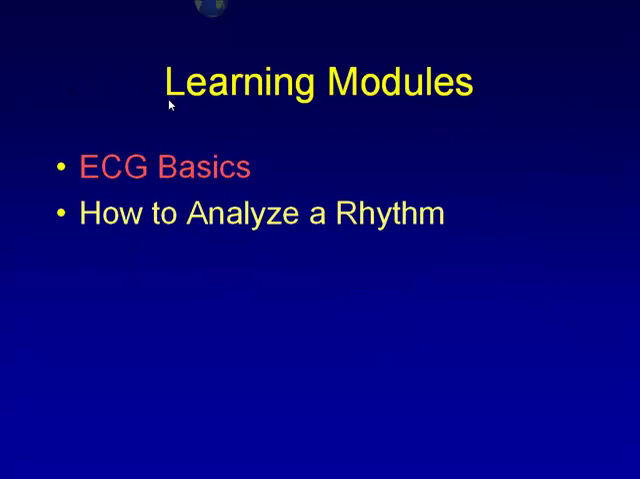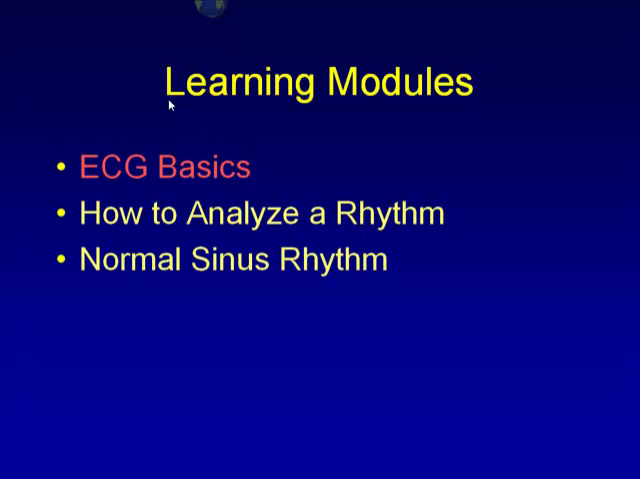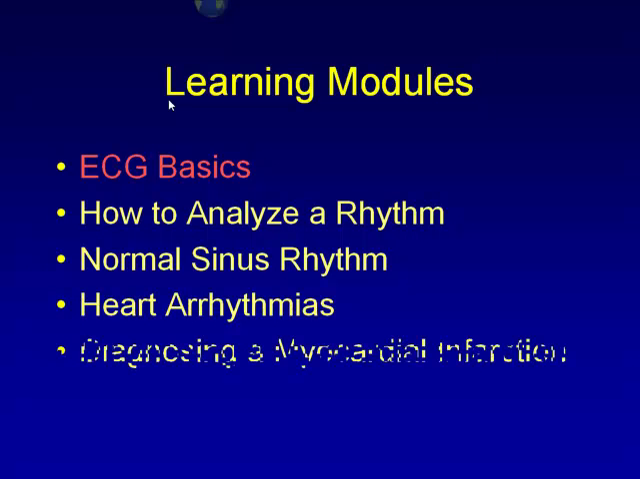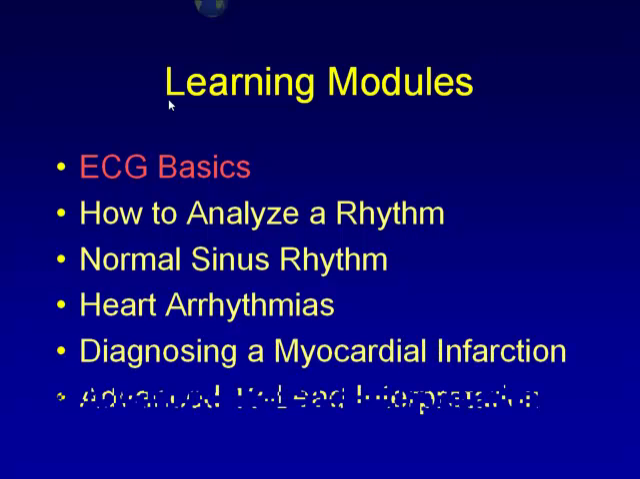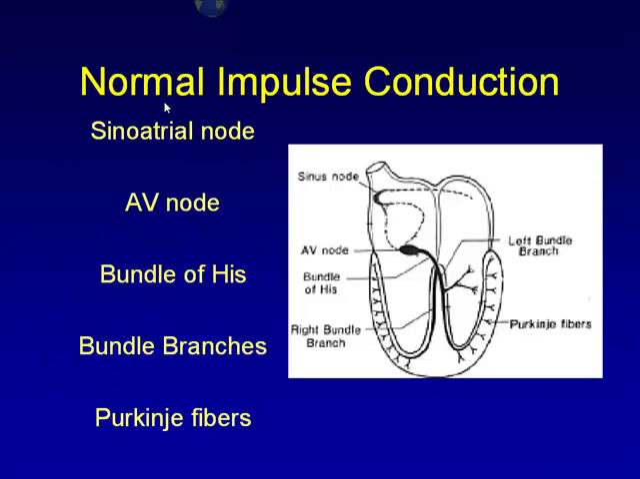In the learning modules, we have to speak about the ECG basics and how to analyze arrhythmias: normal sinus rhythm, heart arrhythmias, the diagnosis of myocardial infarctions, and advanced 12-lead interpretation. All these things we will cover in more videos. Now we have to speak about the normal impulse conduction, and from where these impulses come inside your heart, and the physiology and anatomy of your heart.